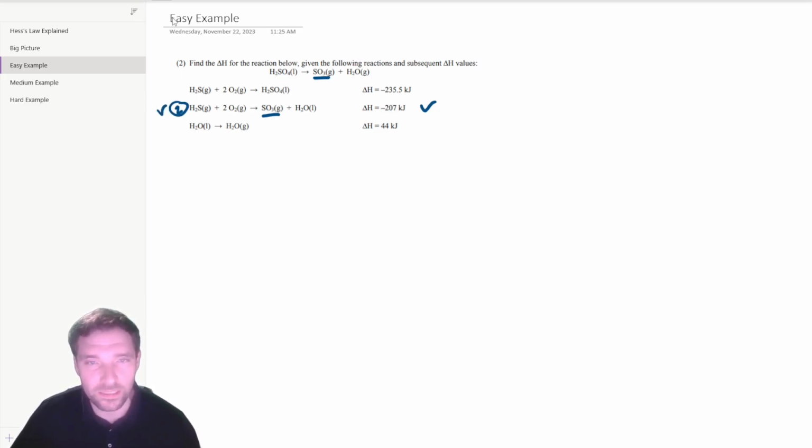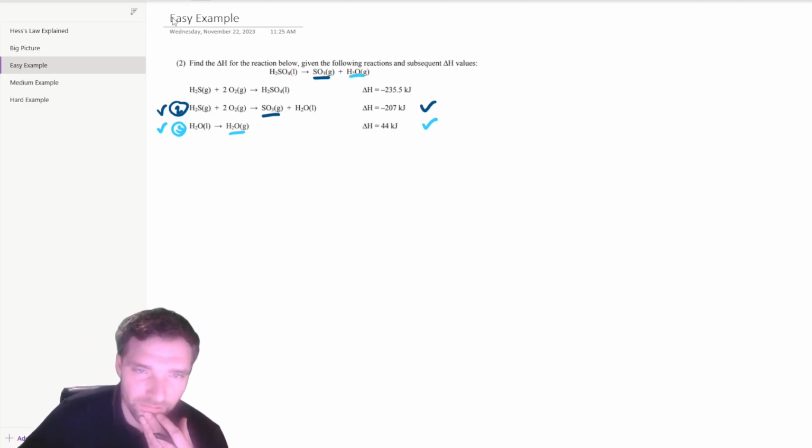Then I'm also looking at this: there's one water molecule here, but there's water being used in multiple steps, so it's a little bit messy. Luckily though, this is water as a gas, and that looks like it's on the correct side. So line 3 looks pretty good. And I'm seeing that these waters, the water liquids, should cancel out as well, as we've currently written them.